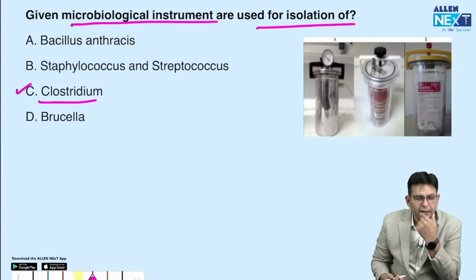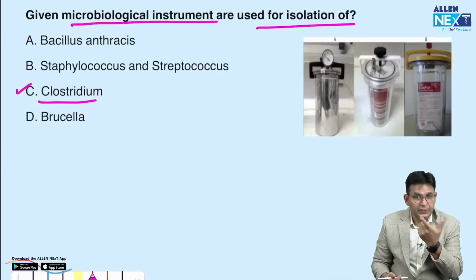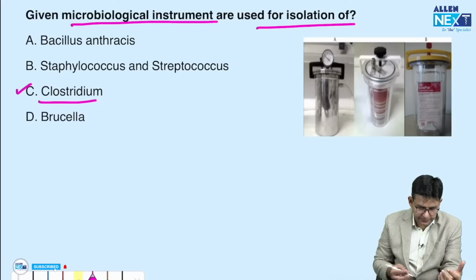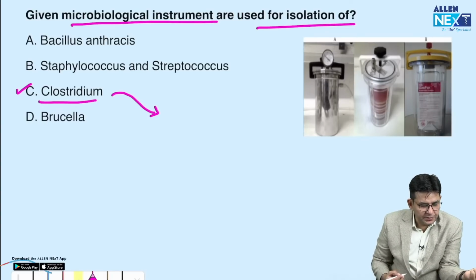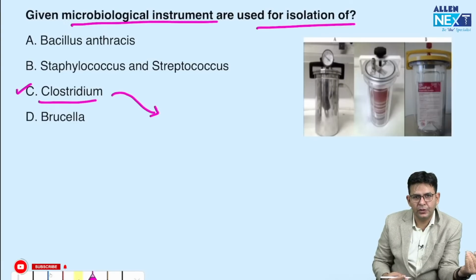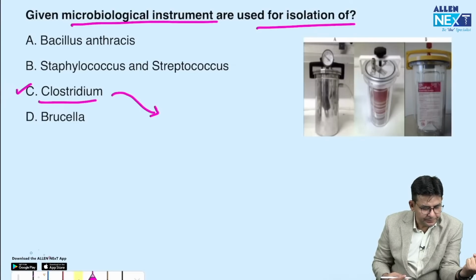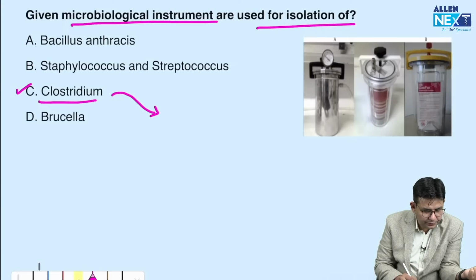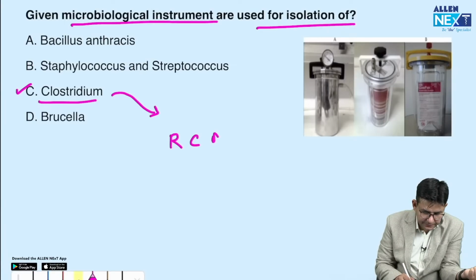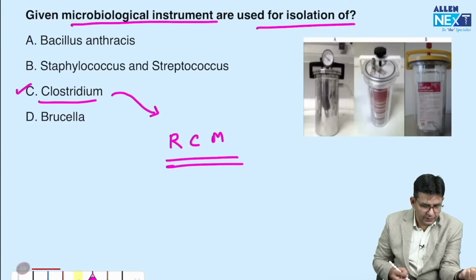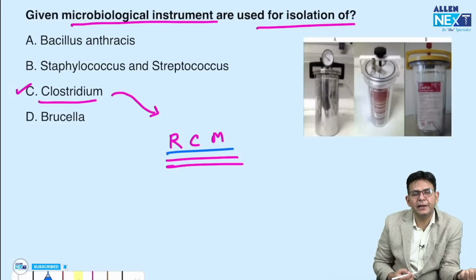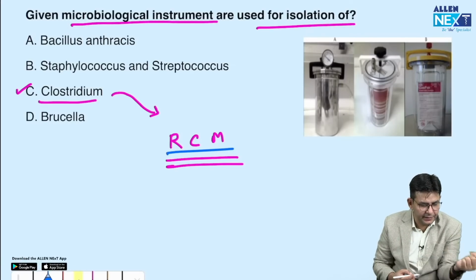For Clostridium, can you tell me which is the culture media for them? For anaerobes, what is the culture media? Yes, Dr. Anil, absorb oxygen, very right. Which is the culture media I want to ask for Clostridium? Anybody in the chat box? In which culture media would you love to grow this? The answer is RCM. And what is RCM? Robertson cooked meat media.